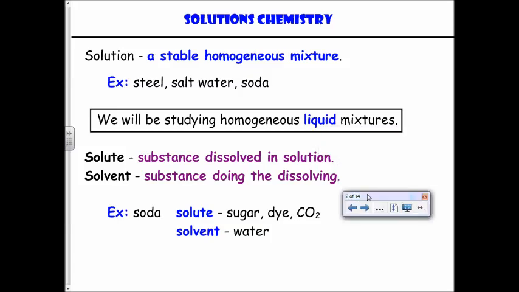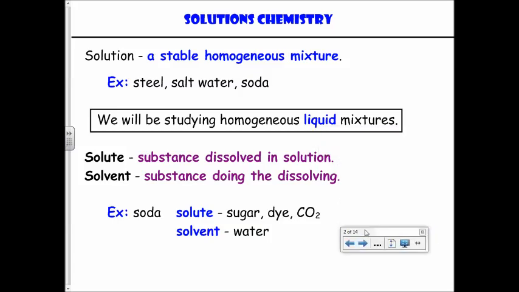All right, solutions chemistry. A solution is a stable, homogeneous mixture. What is a homogeneous mixture? Anybody have an idea? Correct. Mr. Carter, it is a mixture of the same type. Two words are going to be used over and over in here.